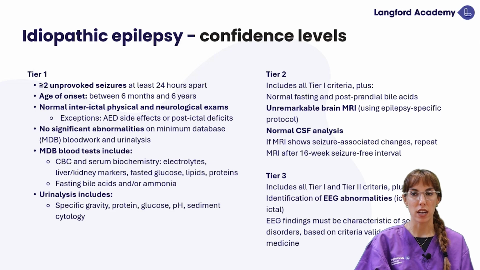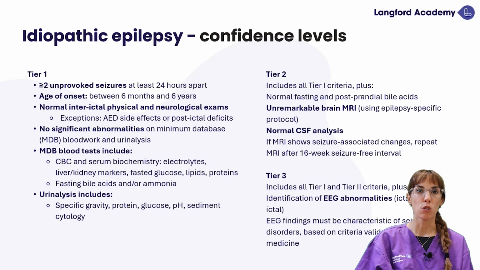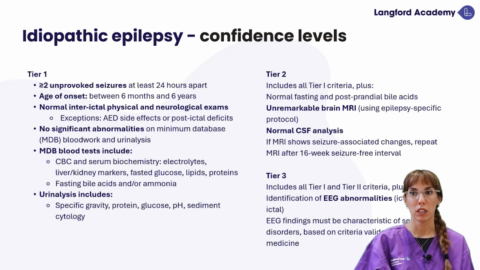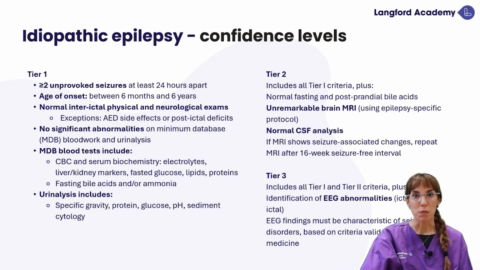And this is when you have your history, so 2 or more unprovoked seizures, more than 24 hours apart, with an onset between 6 months and 6 years of age, a normal neurological exam, and clear routine blood work and urine tests. Then your tier 2, digging a bit deeper.